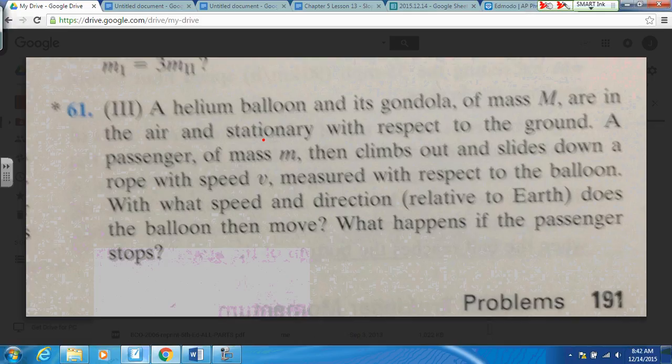Passenger of mass m then climbs out and slides down the rope with speed v. What speed and direction does the balloon then move? So let's process this carefully. When we said velocity is equal to 0, what were we really talking about? Velocity in the ground frame. Yes, that's right. We needed some before and after going on here.